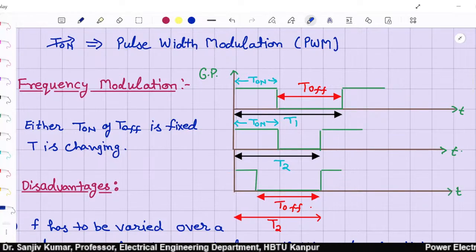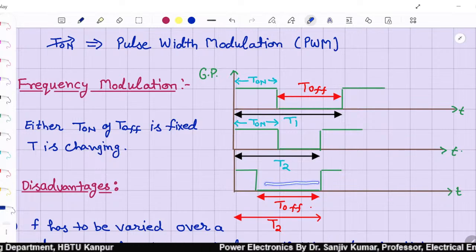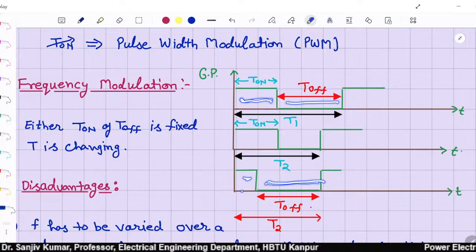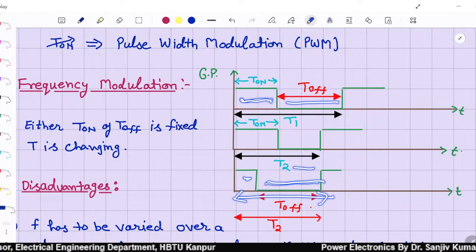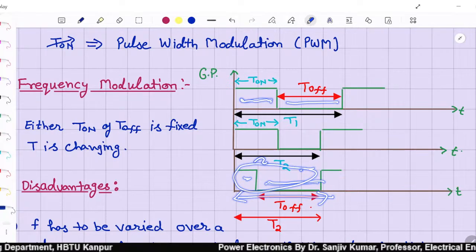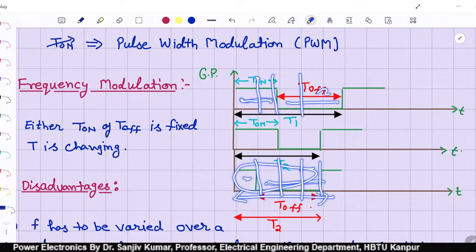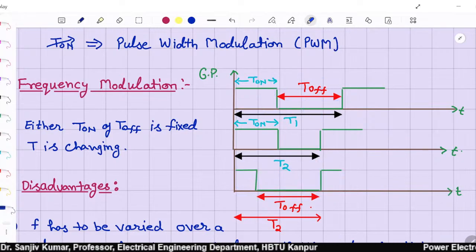Likewise, here you can see T off is constant. Here it is 3, and here it is also 3, but T on keeps changing. It is 2 squares here. So the total time is 4 divisions, but here it is 5 divisions, right? So we are decreasing the time, which means we are increasing the frequency. This type of modulation is frequency modulation. We can also change the value of alpha by doing so.